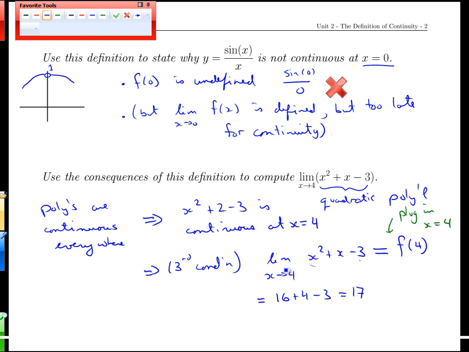So continuity can help us answer these kinds of quick and easy limits. Can I sub it in? Is the function continuous at that point? If it is, then we just plug in the value of the limit, and they will be the same because of that continuity definition.